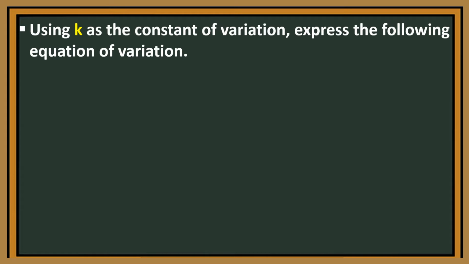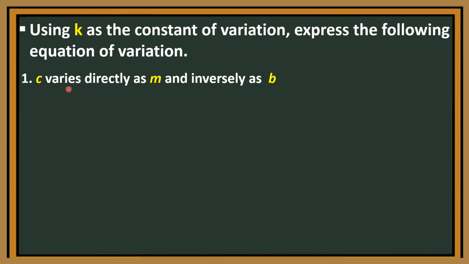Using k as the constant of variation, express the following equation of variation. Number 1, c varies directly as m and inversely as b. Keywords, varies directly and inversely. Let us translate first. C varies directly as m. In equation, that is C is equal to K times m, where K is the constant. Since we have here inversely as B, that is over B. This is now the final equation.